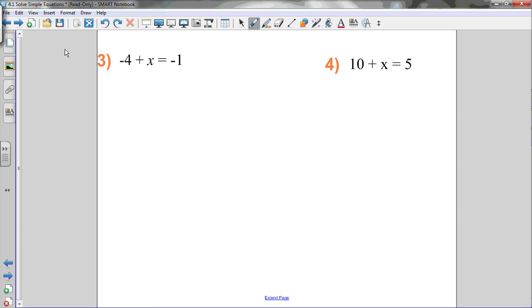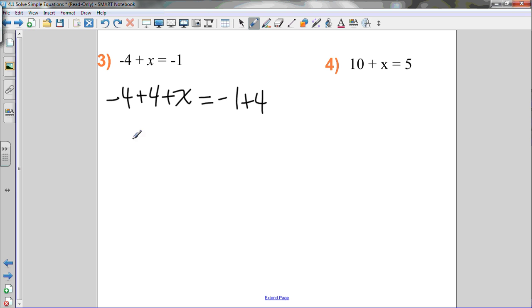So over here, I have a negative 4. The opposite of negative 4 is positive 4. So let's add 4. So I have negative 4 plus 4 plus x. So that'll eliminate the 4 from the left side. Then I'll have x all by itself. So I must also add 4 to the right side. So I applied this plus 4 to both sides of the equation, so it is still balanced.